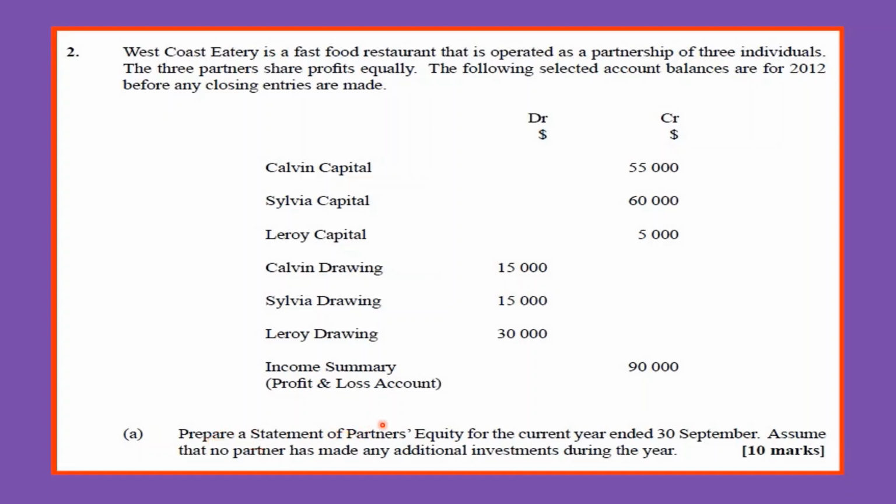Okay, so what they want is a statement of partners' equity. When I say equity, what you are looking at is the capital and all of the reserves. In a partnership, the reserves would be the current account. The current account is usually made up of the share of the profits and the drawings. The share of the profits takes the form of salary and interest on capital. In this case, we are not given any interest on capital or any salary, so it is just a matter of sharing the profit or the loss.